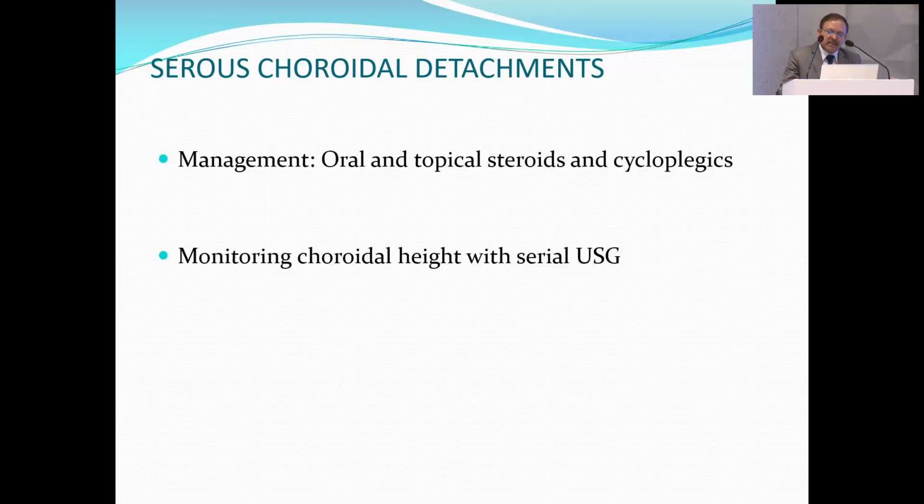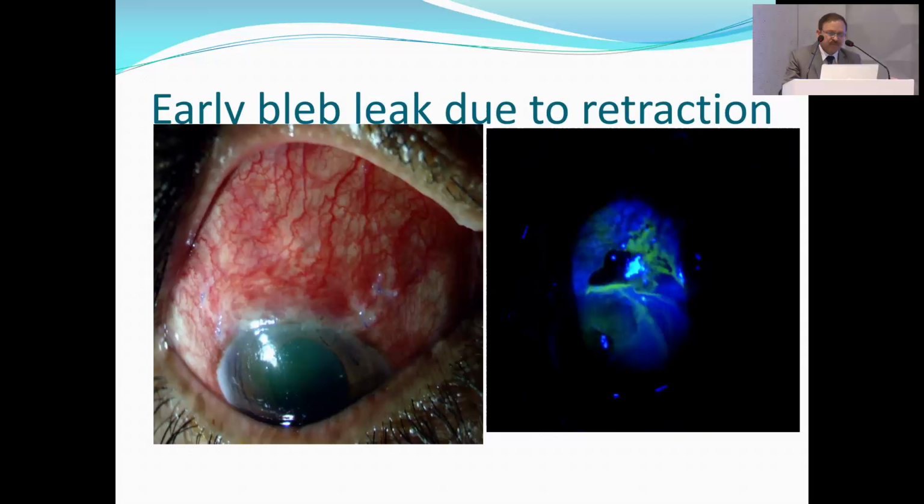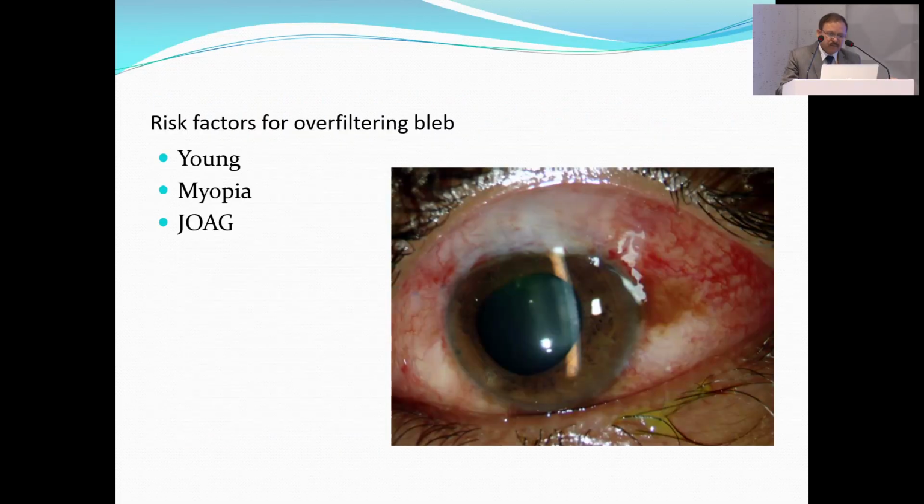Management is oral and topical steroids and cycloplegics, and you can also monitor the choroidal height with serial ultrasonography. An early bleb leak due to retraction can occur sometimes, and you need to resuture the conjunctiva. Risk factors for an overfiltering bleb are young patients, high myopic patients, and juvenile open-angle glaucoma patients.